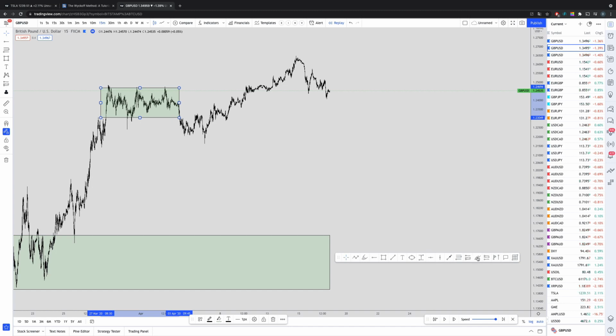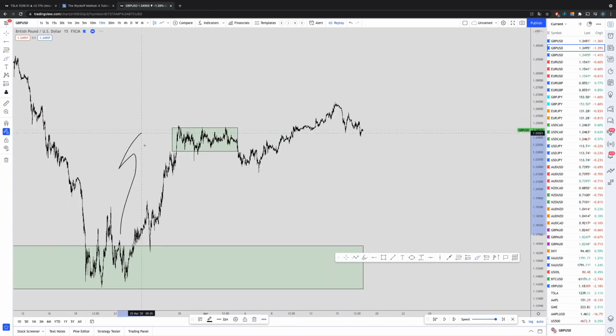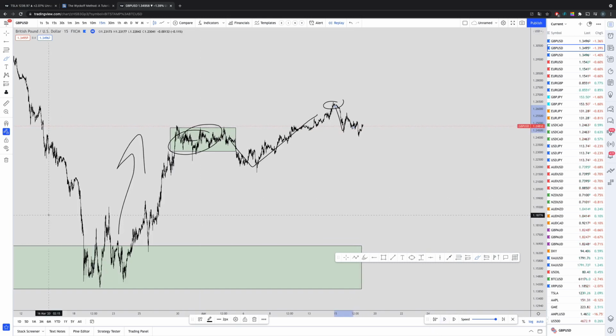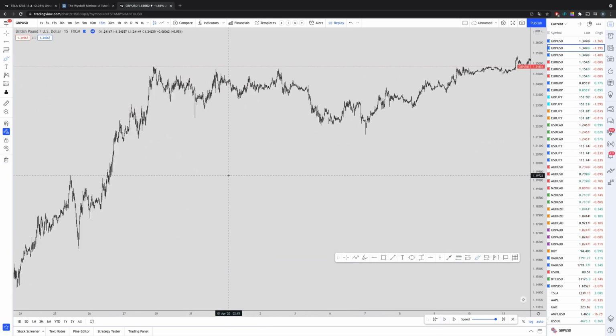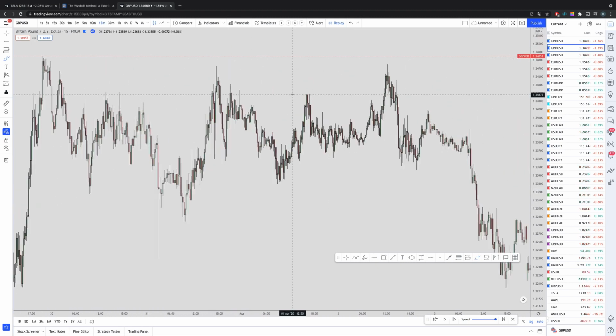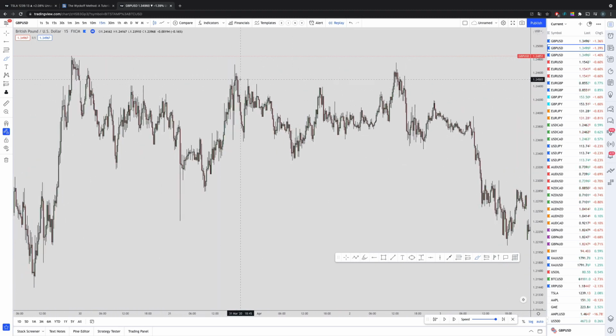So you got at the end markup, distribution, markdown, markup, distribution, markdown, and so on, guys. You can always reflect everything. Now look at this. For example, here, this doesn't look like what we've learned, okay?